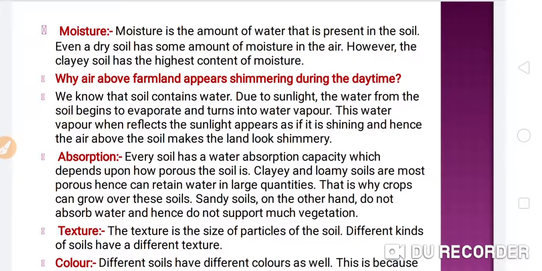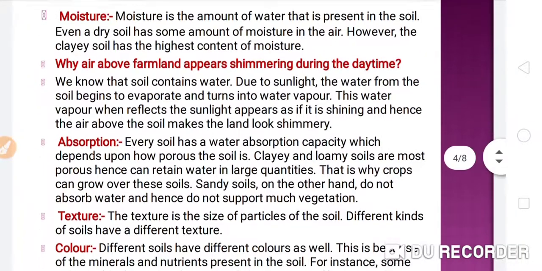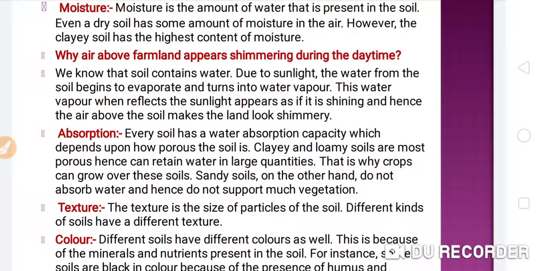Now next, why does the air above farmland appear shimmering during the daytime? Let's see the answer to this question. We know that soil contains water. Due to sunlight, the water from the soil begins to evaporate, which means it is converted into vapor form and turns into water vapor. This water vapor, when it reflects the sunlight, appears as if it is shining, and hence the air above the soil makes the land look shimmery. So this is the answer.